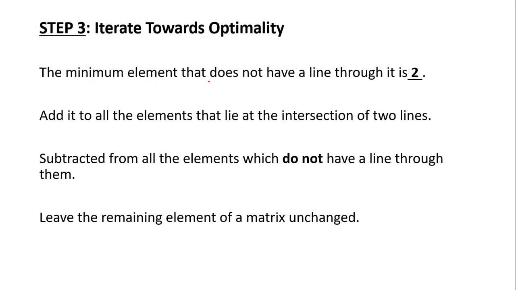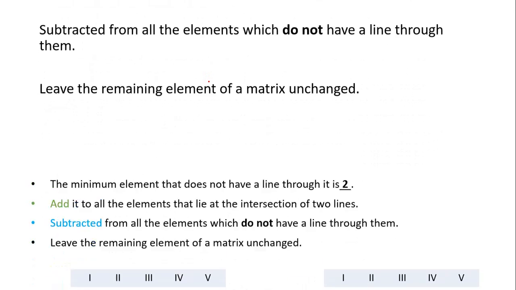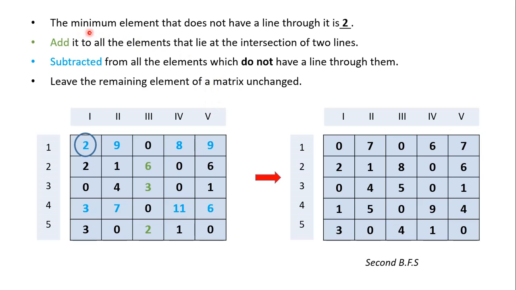For your understanding, I have just made a table here. We have the same steps written here, so you can clearly see the instructions as well as the table. The minimum element that does not have a line through it, here you can see it is 2, because the highlighted elements in blue are the numbers which are not crossed by the line, but the minimum value amongst these is 2.